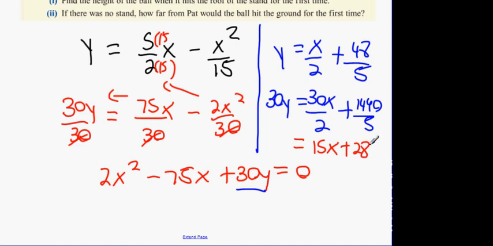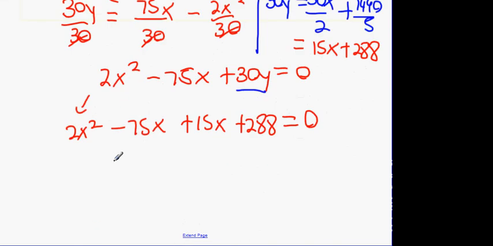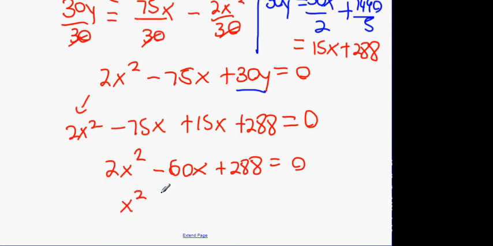So my equation now becomes the following. It becomes 2x squared minus 75x, and this whole thing, the 30y, is 15x plus 288 equals 0. Got to add them together. I'm going to get 2x squared minus 60x plus 288. I need to divide by 2. I'm going to get x squared minus 30x plus 144.